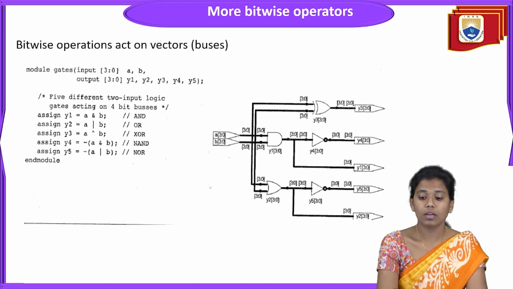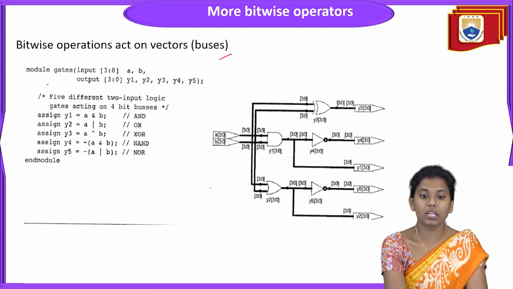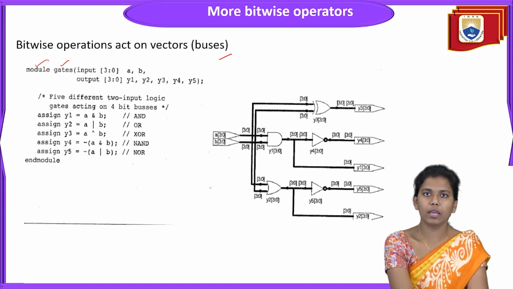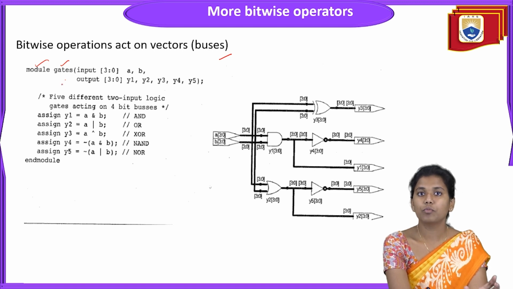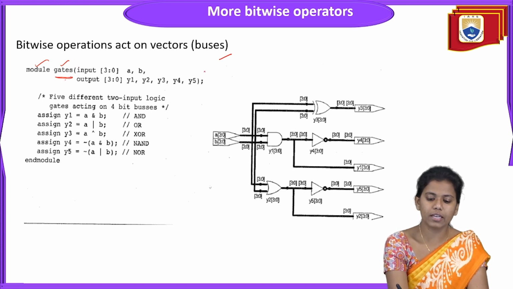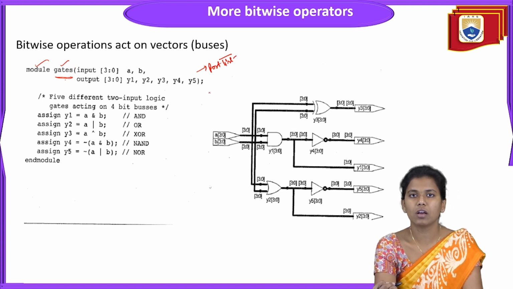And coming to more bitwise operators. What do more bitwise operators mean? As I said, we consider the bitwise operators on vectors, or buses. So here I'm considering the module gates. What would be my inputs and outputs? Module is a keyword, and gates is the name of the combinational circuit you are considering. We need to mention it here with the name. And then the brackets are nothing but the port list. What is a port list?